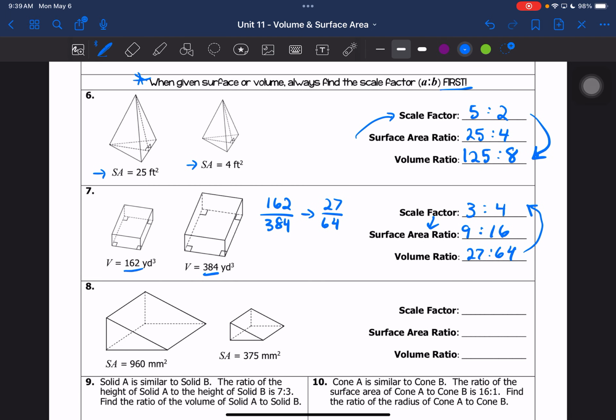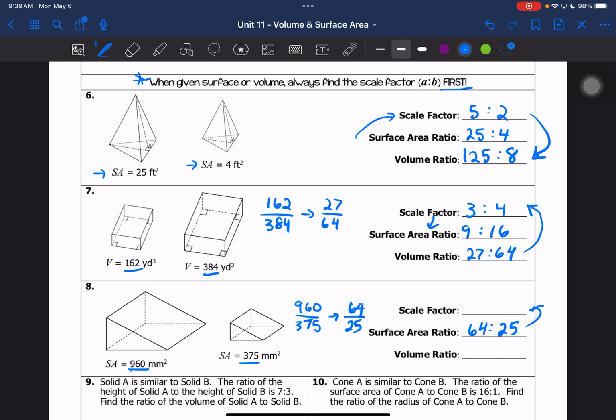Number 8, we're starting off with surface areas. So let's use these to give us our surface area ratio. These are pretty big numbers, so I have a feeling that we can simplify this. And we can. This comes out to 64 over 25. And I'm going to write that here next to surface area ratio.